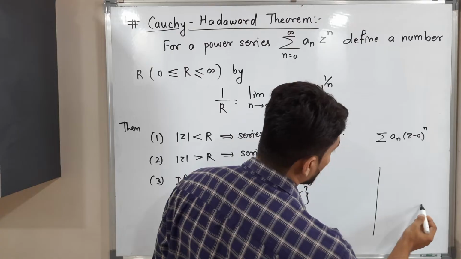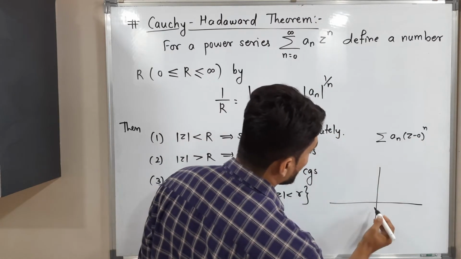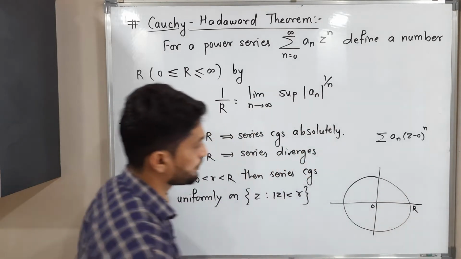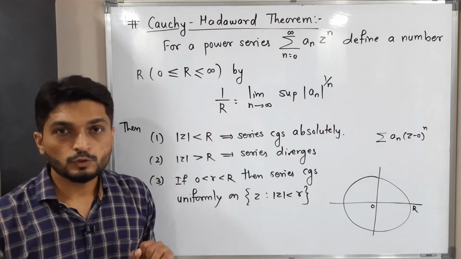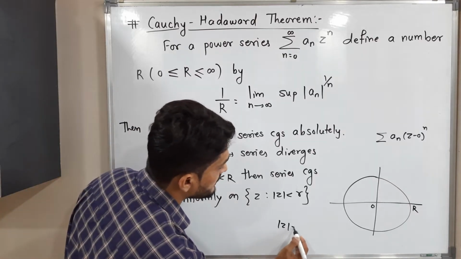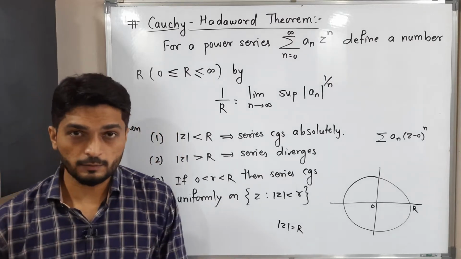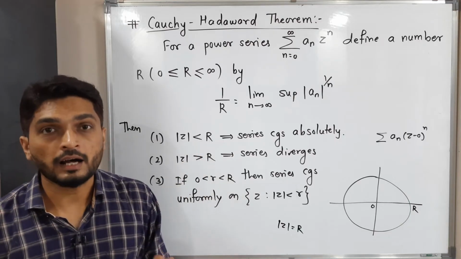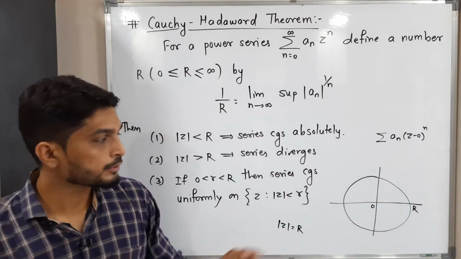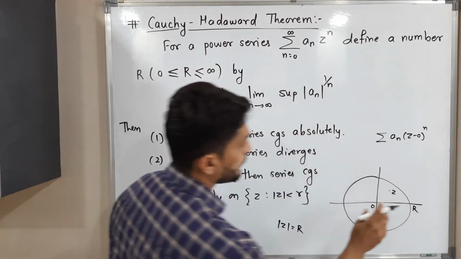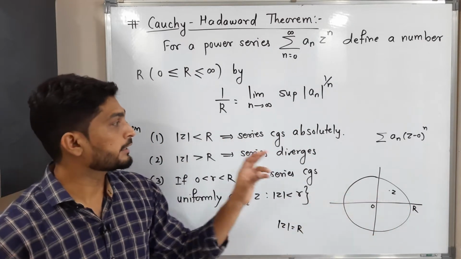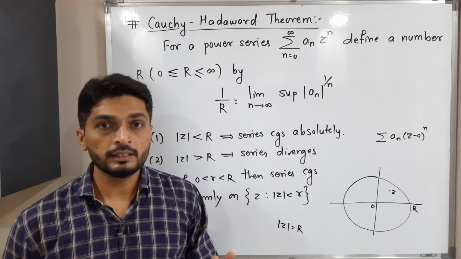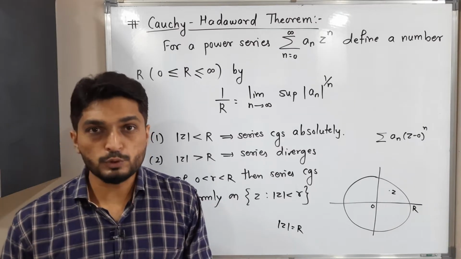Let me draw a circle with center 0 and radius capital R. |z| = R is the equation of the circle with center 0 and radius R. What is given here? |z| < R, that means the interior part of the circle. If you take any point in the interior part of this circle, then for that value of z the series converges absolutely.